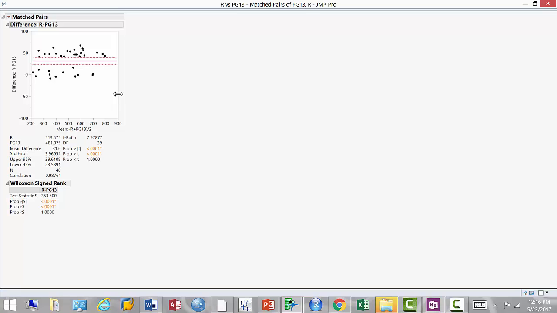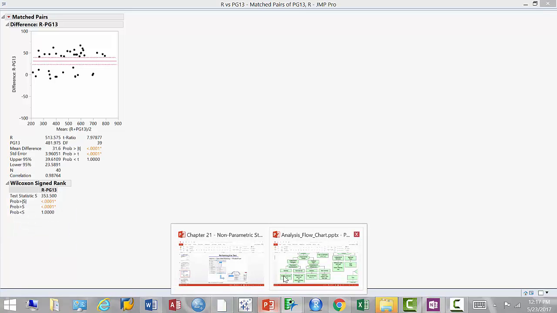When I hit OK, which tail of the distribution am I testing? I'm testing that R minus PG-13 is greater than 0. R is more, PG-13 is less, so the difference between R and PG-13 is positive, so I'm testing the right tail of the distribution. That means I'm looking at the probability greater than S, where S is whatever statistic they're computing about these two samples. Since I'm using the probability in the right tail, I have to use greater than S. What does it tell me? Very small, less than 1%.